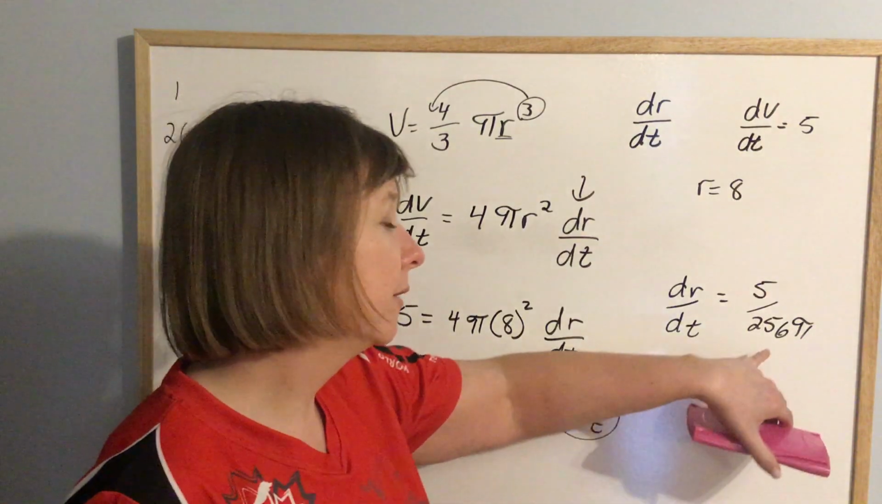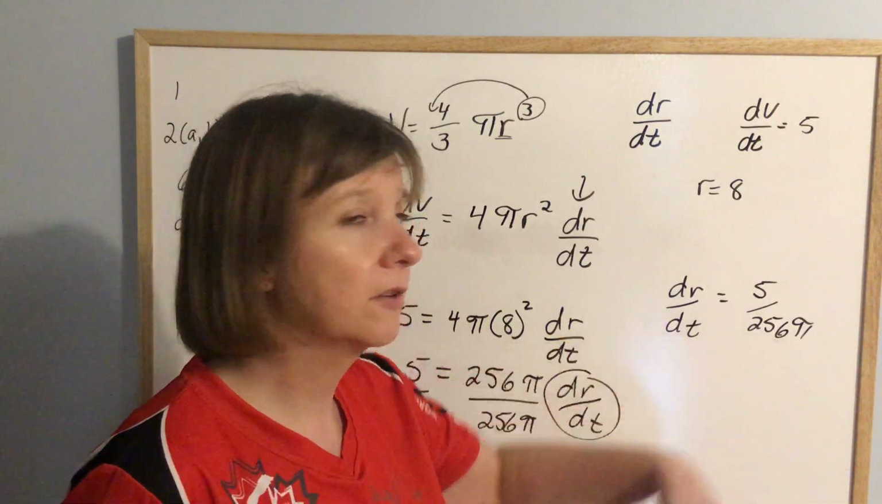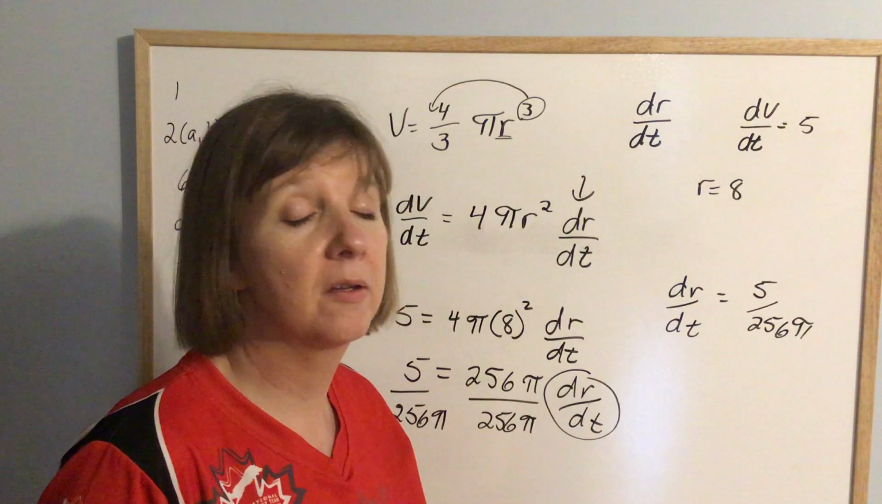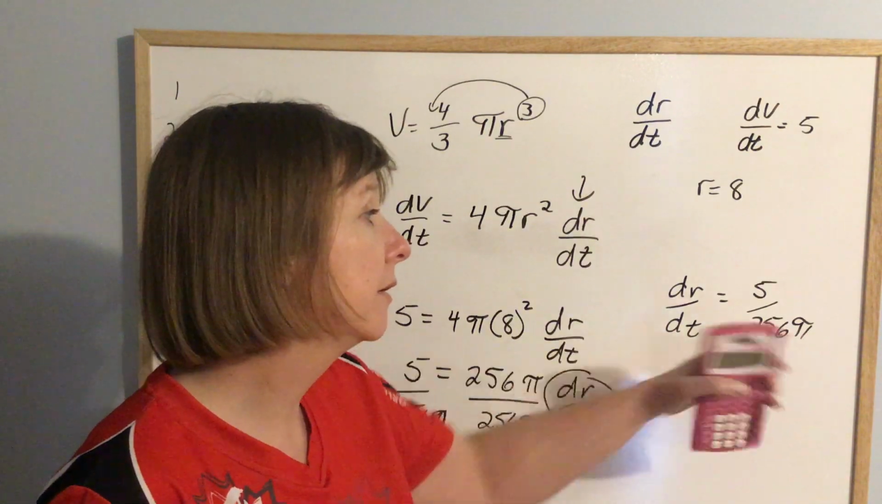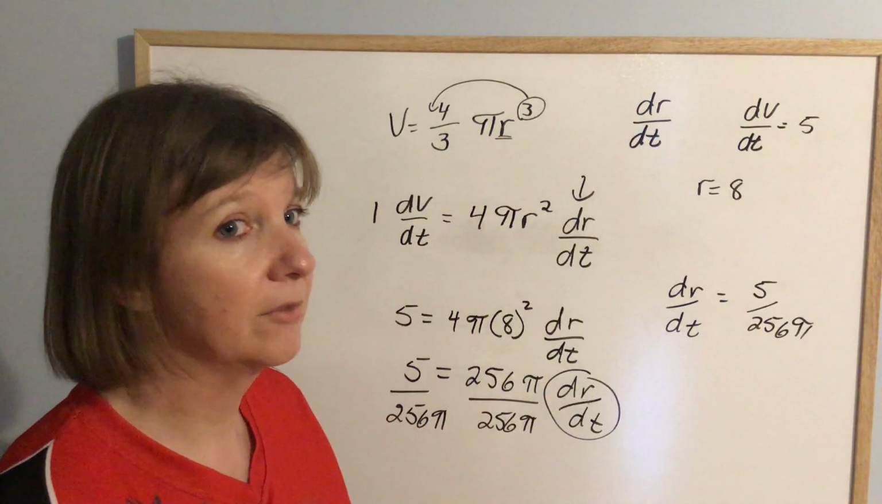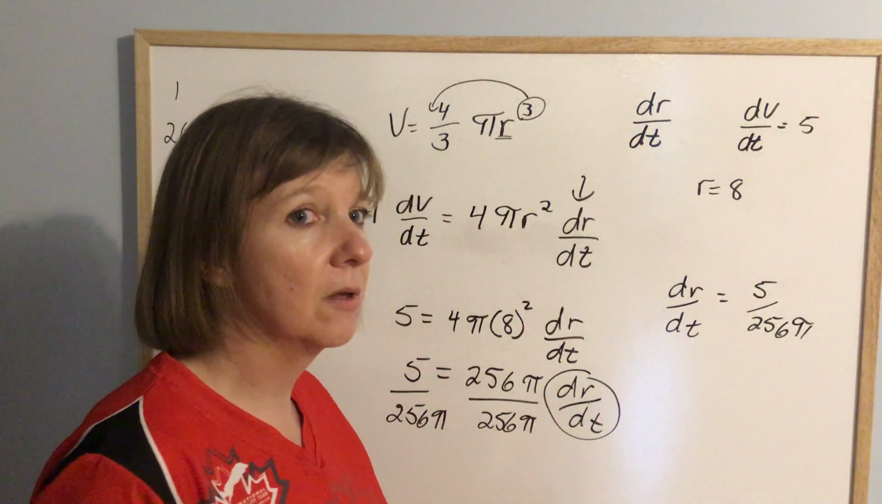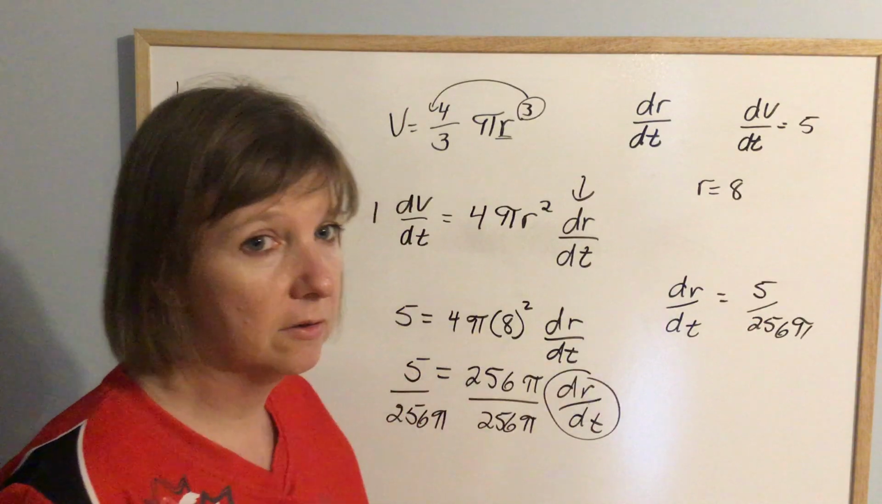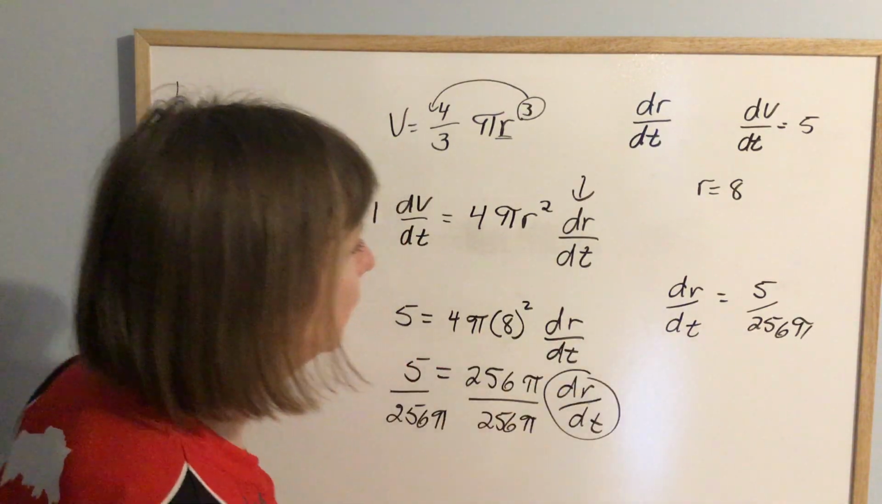Again, you could potentially do 256 times pi. The problem with that is pi is an irrational number which has no end. So technically when you multiply it by 256, that number is not going to have an end. So rather than have this big long decimal thing, they just leave it as 256 pi because that's cleaner.